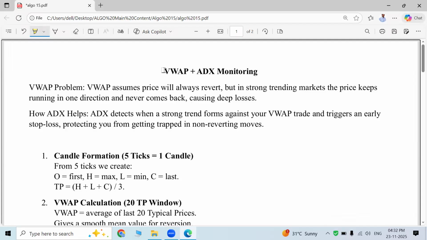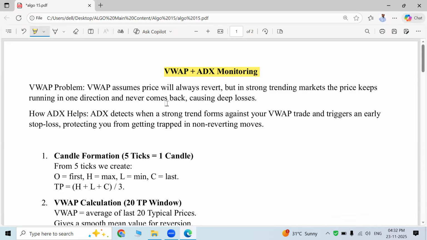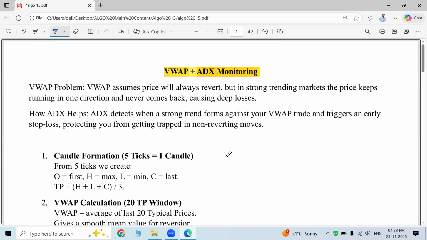Hello, I'm Piyush Dave, and today I'm going to talk about the ALGO method which uses VWAP. But VWAP has some problems which can be monitored by the ADX method. So first I'm going to tell you what the problem with VWAP is and how ADX monitoring will help us to use VWAP as well as to save the capital. So now let me show you first what the problem with VWAP is.